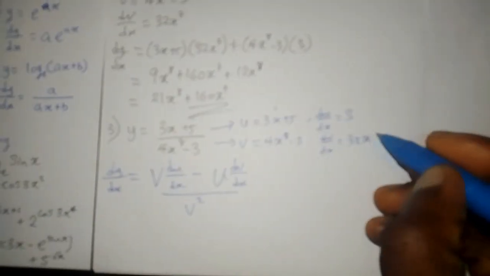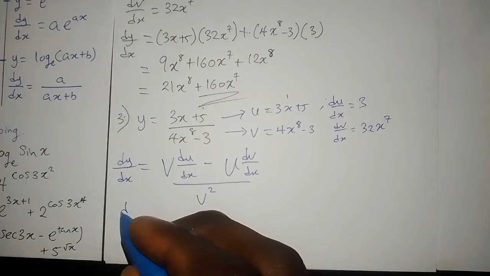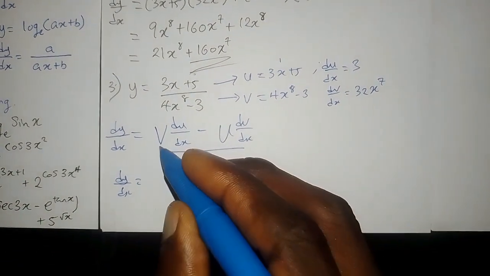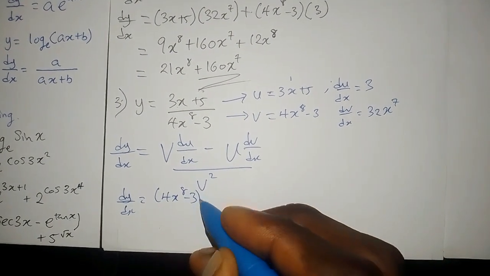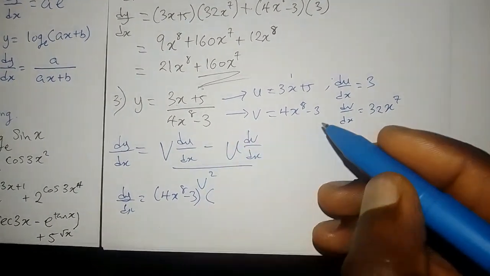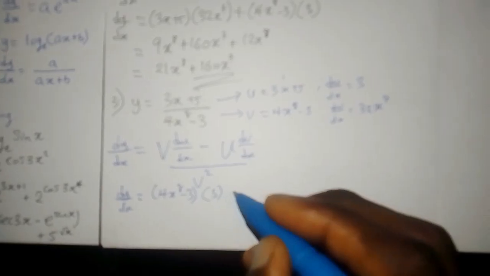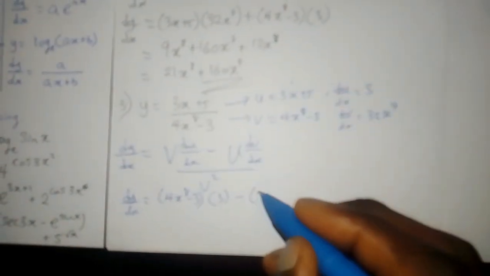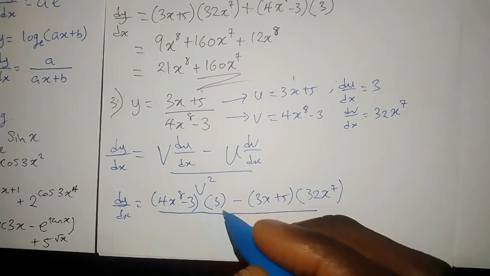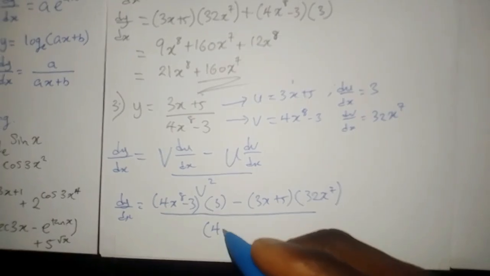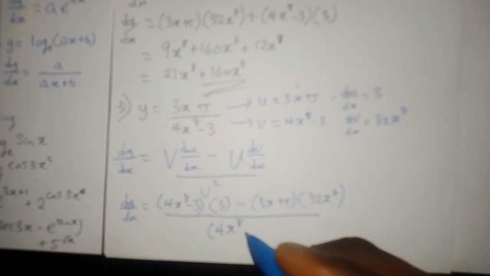So finishing this, I can say dy/dx equals v, which is 4x^8 minus 3, multiplied by du/dx, which is 3, minus u, which is 3x plus 5, multiplied by dv/dx, which is 32x^7, everything divided by v squared, which is (4x^8 minus 3) all raised to power 2.